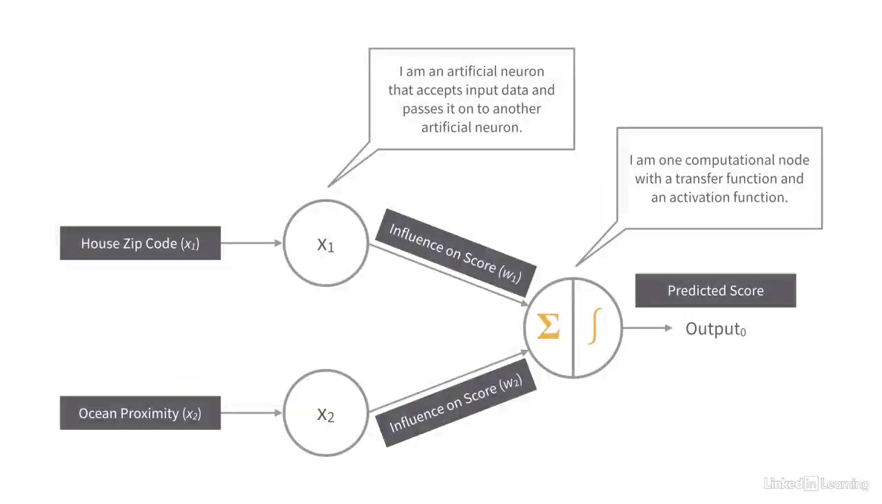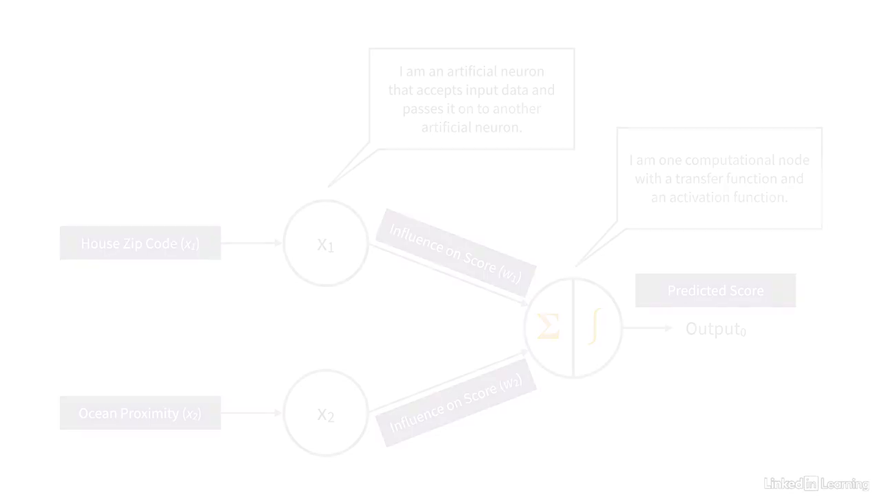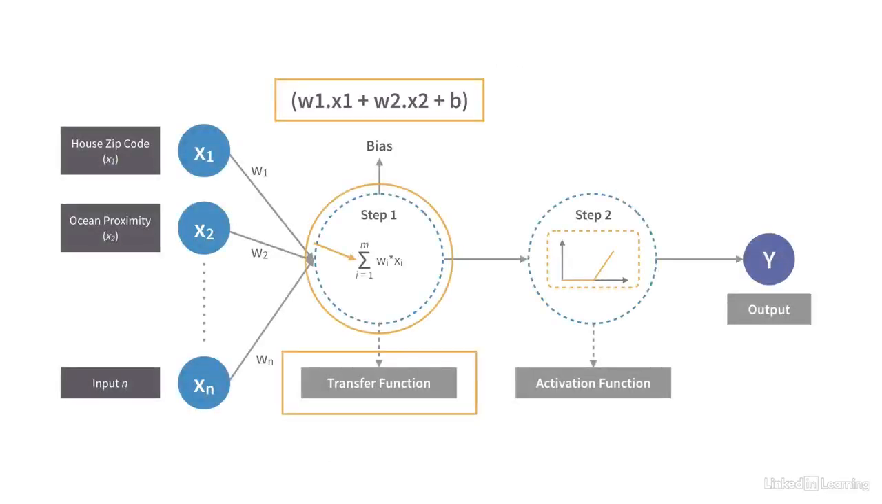Let's add two features from our housing dataset to understand the mathematical calculations that occur inside a computational node. This image shows two features: house zip code and ocean proximity. Which do you think has more influence on the predicted price? This network takes numerical inputs x1 and x2 and has weights w1 and w2 associated with those inputs.